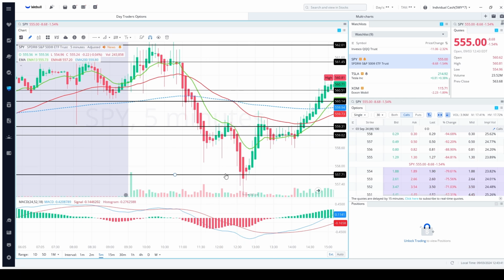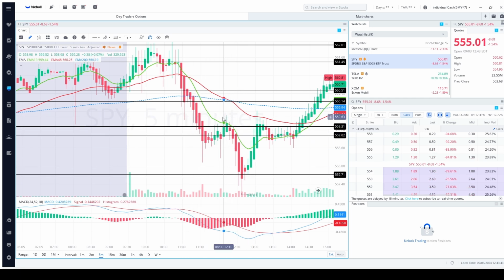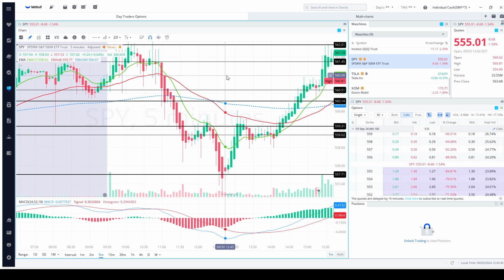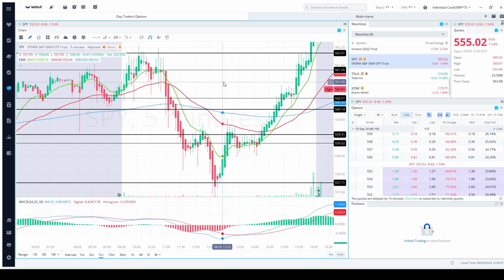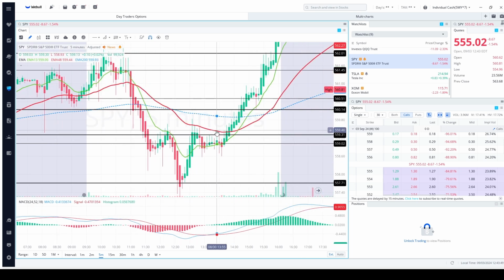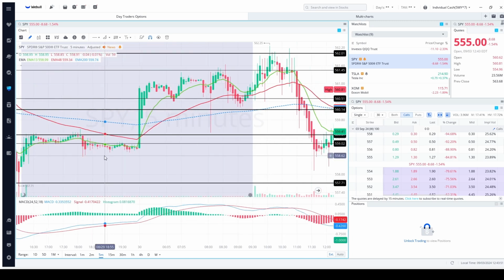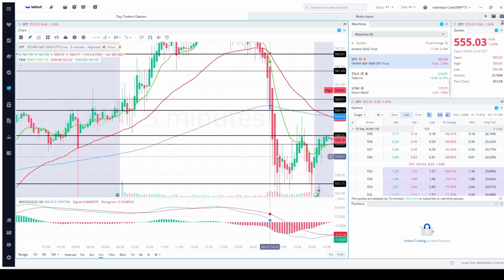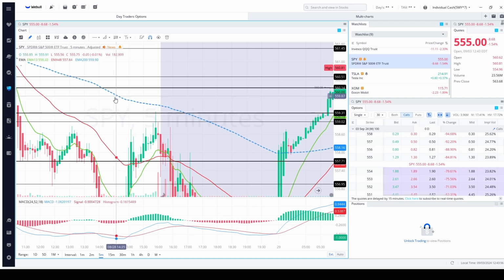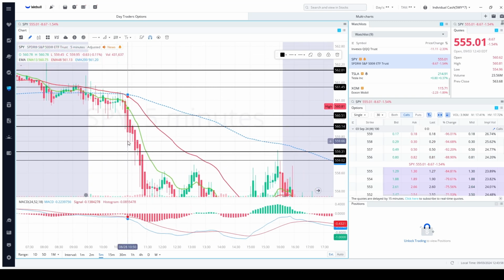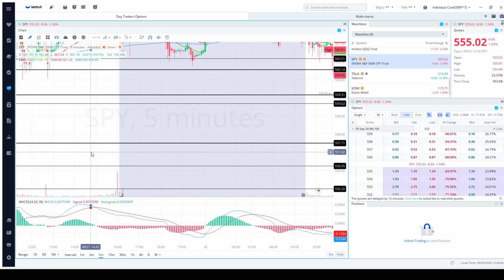You could also use levels as exit points. It's really up to you. I just think that the green candle move protects you. However, there are certain times that, if I go back a few days here, no, it wasn't too long ago that we had one.